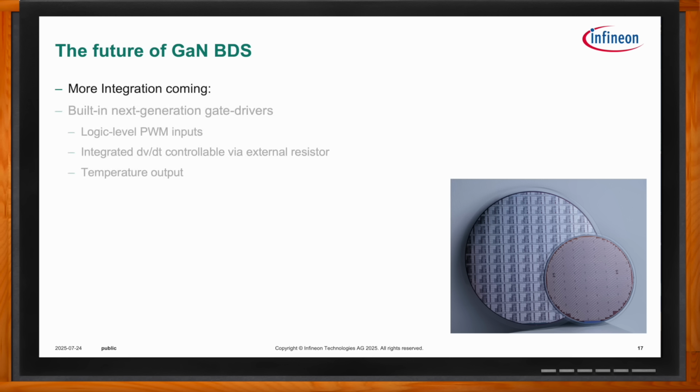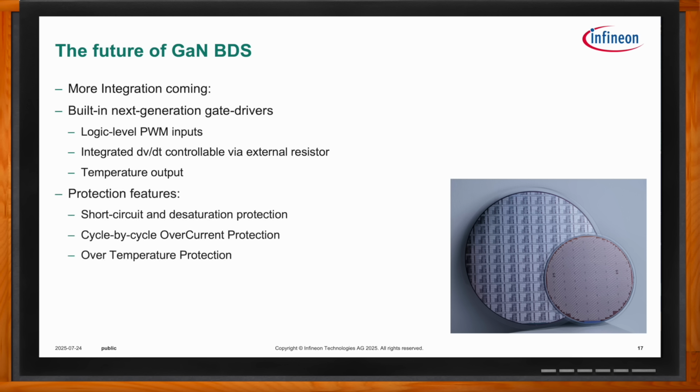So we'll offer logic level PWM inputs with built-in drivers, probably integrated dV/dt control. So in hard switching applications like the Vienna rectifier, you can choose. GaN can switch very, very quickly. Maybe I don't want it to switch that quickly because it's causing EMI issues. I can choose to slow it down, having dV/dt control. We also have the capability of offering a temperature output so that you can keep track of how hot things are getting and maybe adjust the control algorithm to accommodate.